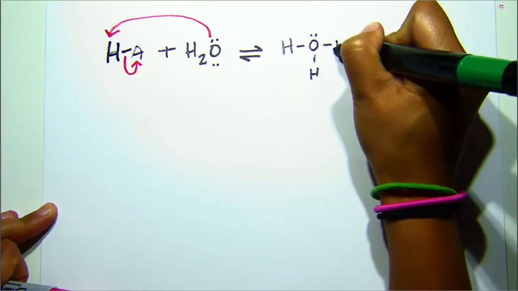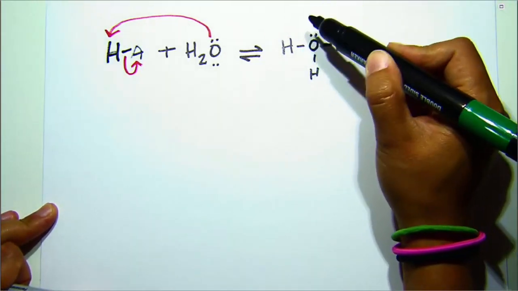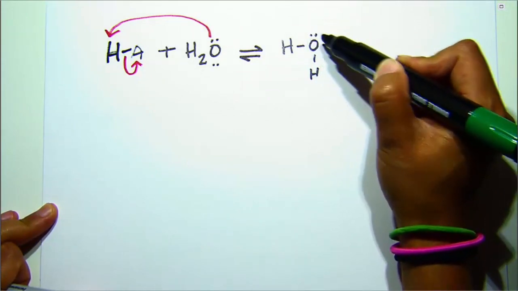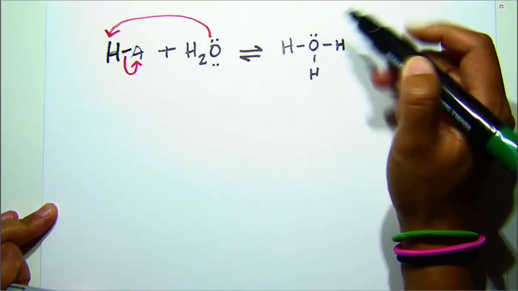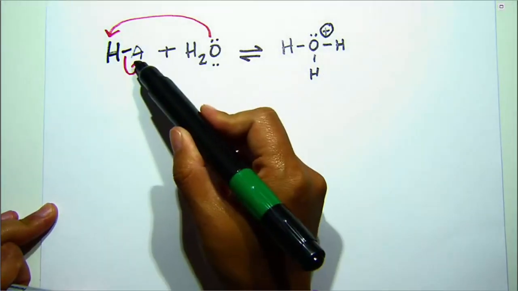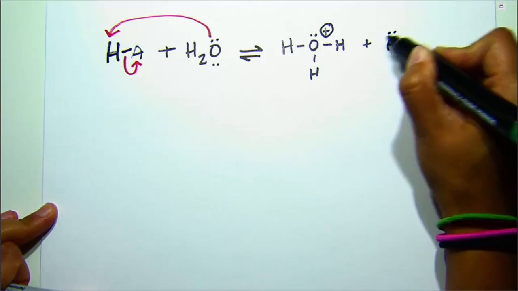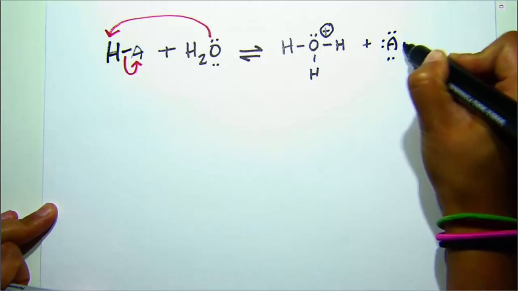You should be thinking about the formal charge here on the oxygen. It's going to be 1, 2, 3, 4, 5, so 6 minus 5 is plus 1. And then because A now has an extra lone pair of electrons, it's going to be A minus.